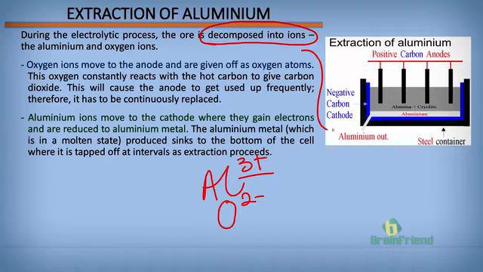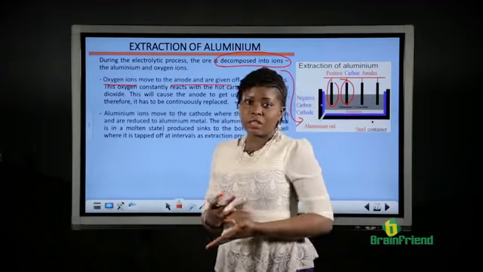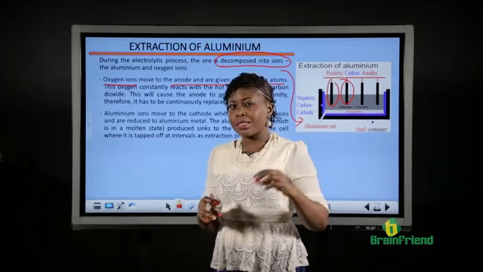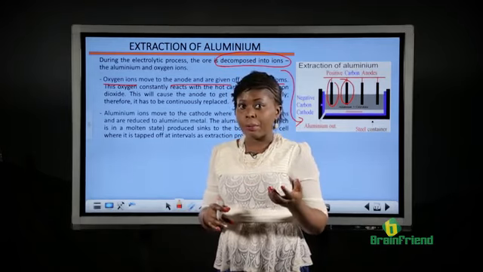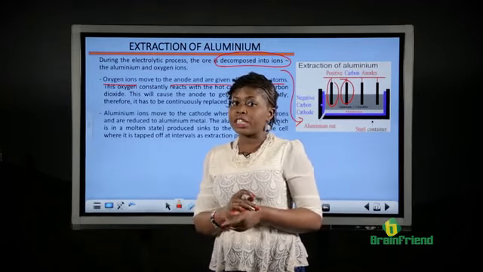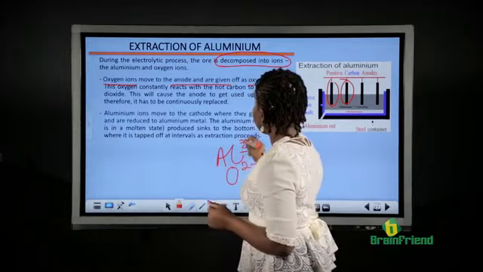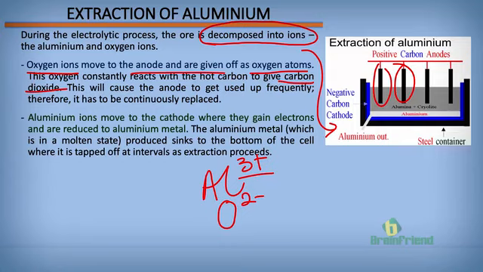Here is our electrolytic cell, as we have pointed out. So at the anode, at these anodes, what happens is that the oxygen ions move to the anodes, and then they are given off as what? Oxygen atoms. Now, these oxygen atoms formed at the anode will constantly react with the graphite. Remember, we said that graphite is actually carbon. So this oxygen is going to be reacting with the carbon to form carbon dioxide. It's going to be reacting with that carbon to form carbon dioxide.